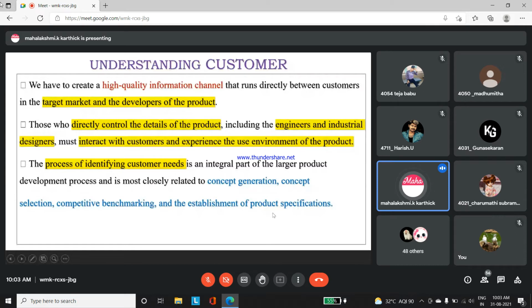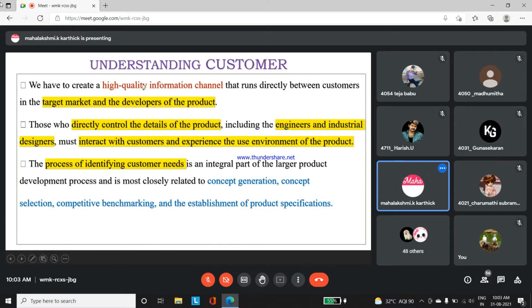And establishment of product specifications. With respect to the competitive product we take as a benchmark, we can establish our own innovative product with some specifications. So you know that flow, right? Only through these steps we can satisfy the customer as well as we'll get the successful product at the end. Very important points, key points you have to note down under the concept of understanding customer.